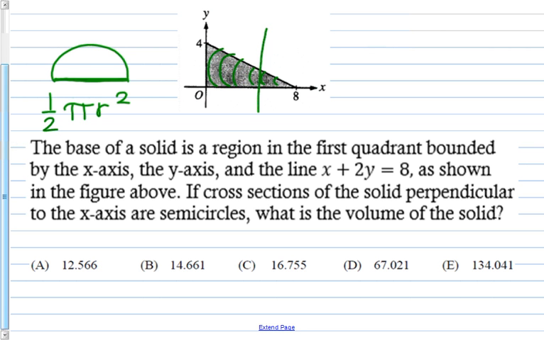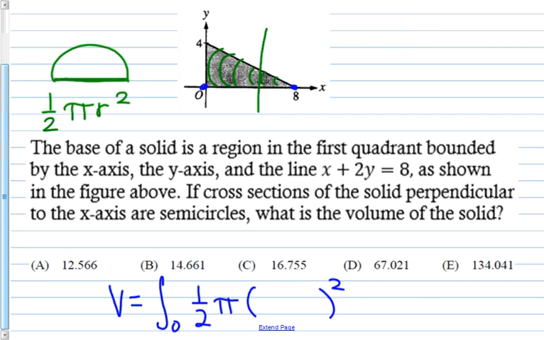So what I'm looking for, and the only thing I actually need, because that's the equation I'm going to use, and that's the equation I'm going to integrate. So volume, what I need is 1/2 times pi r squared. And my limits should be obvious, from 0 to 8.